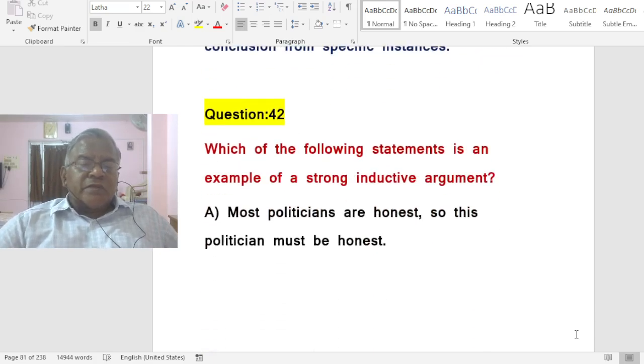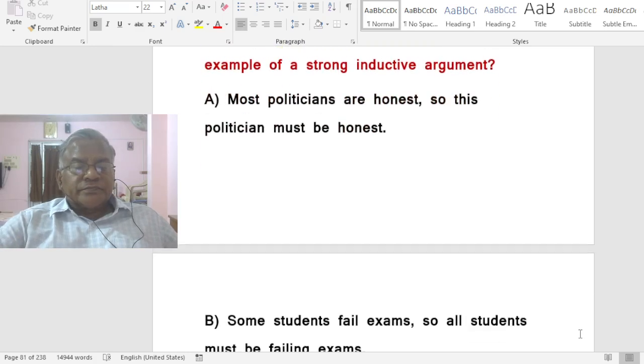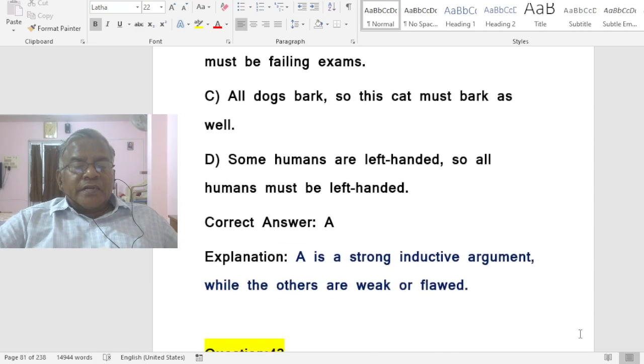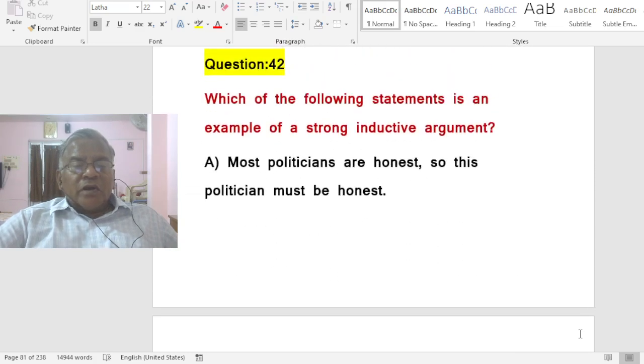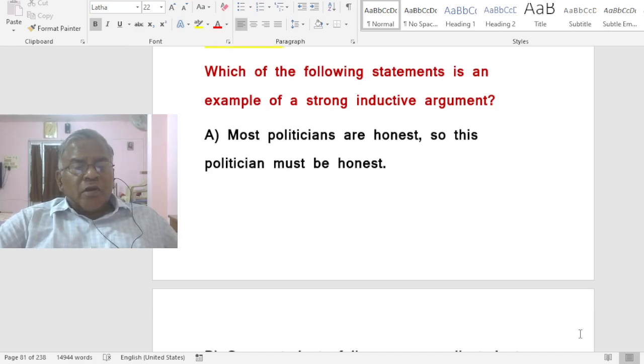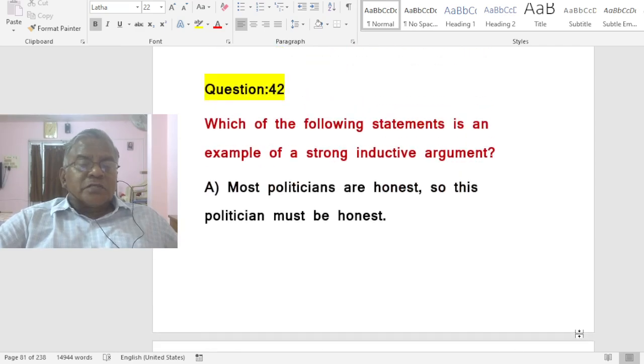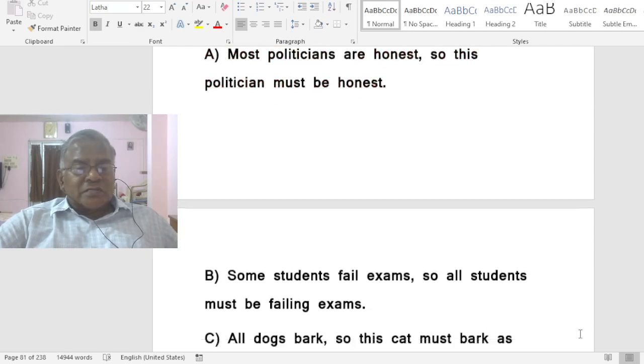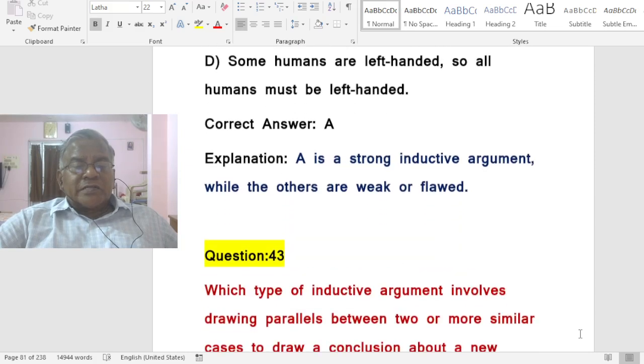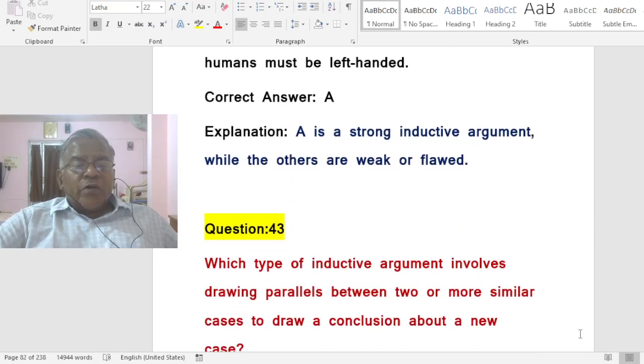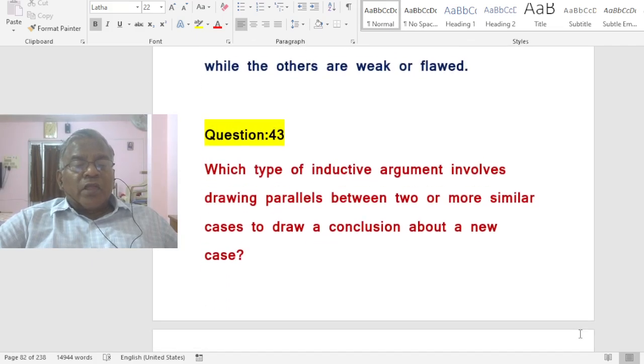Which of the following statements is an example of a strong inductive argument? That is, this A, no? Most politicians are honest. So this politician must be honest. That's a nice idea, no? So A is a strong inductive argument, while the others are weak and flawed.